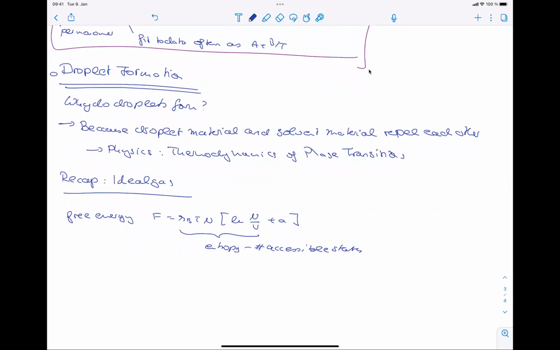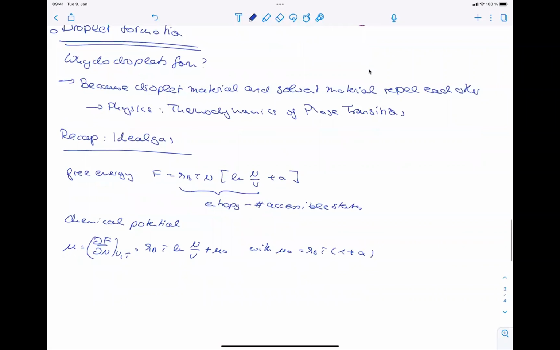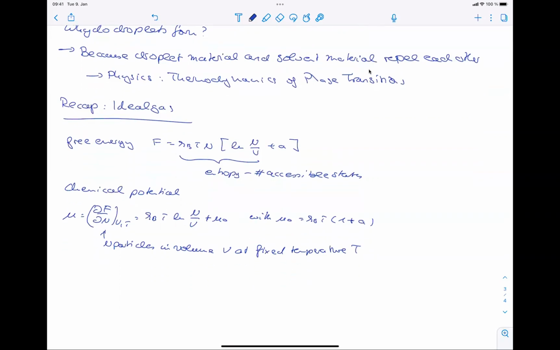And to determine the state of a polymer of a gas, as we used already, need the chemical potential that is defined as dF dN, and in this case would be kBT ln n over V plus mu naught, where I summarize this mu naught as 1 plus A. And this says that we have n particles in a volume V at fixed temperature T.